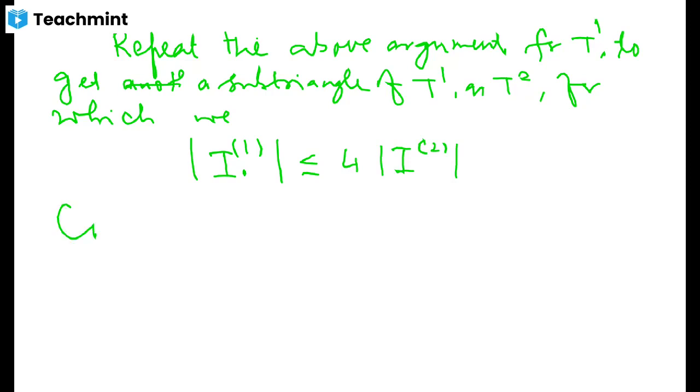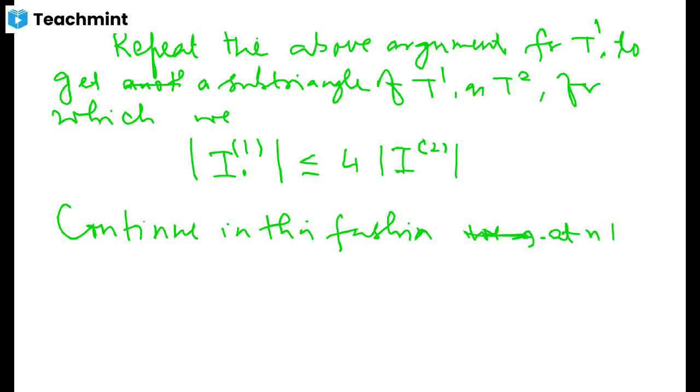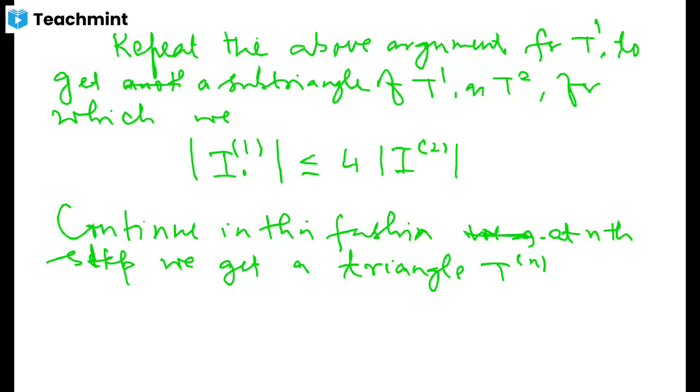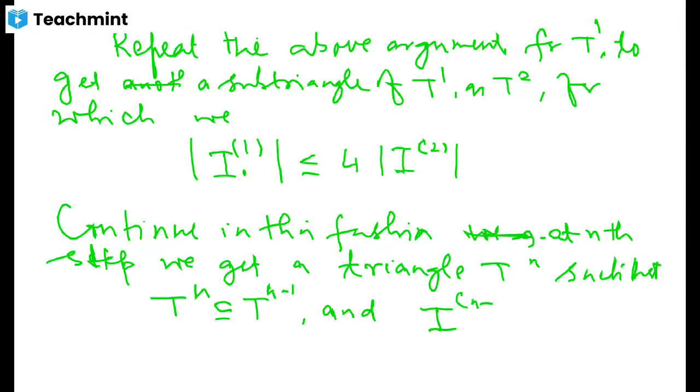And if we keep continuing this process, at the nth step we get a triangle Tn such that this Tn is contained inside the triangle T_{n-1}, and the modulus of the integral over T_{n-1} is less than or equal to 4 times the modulus of the integral over triangle Tn.